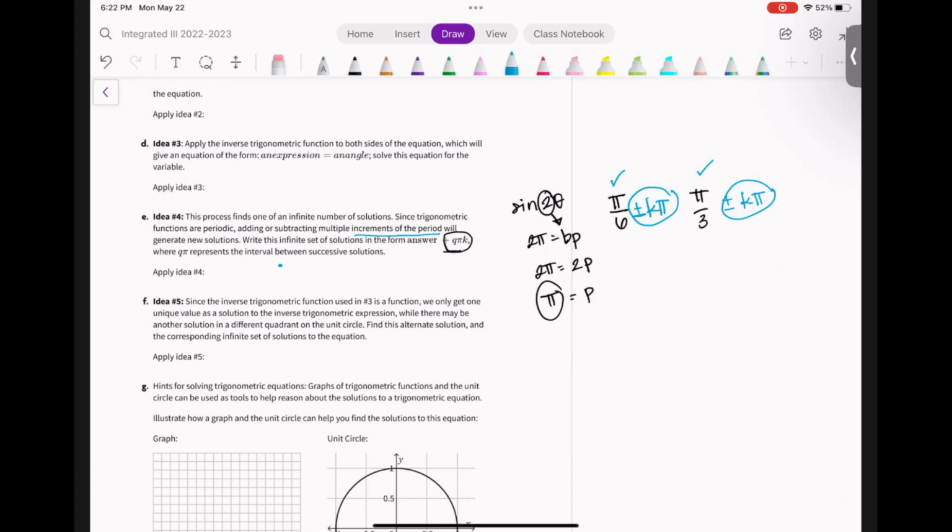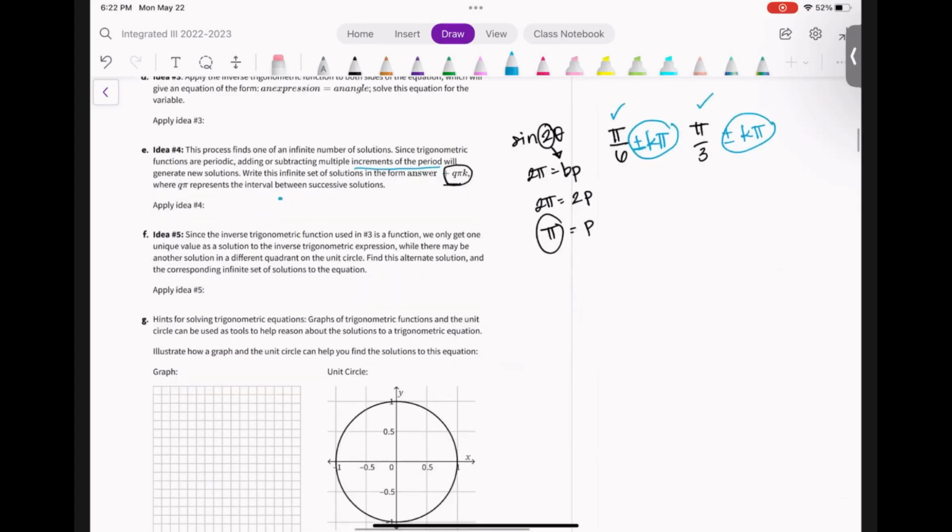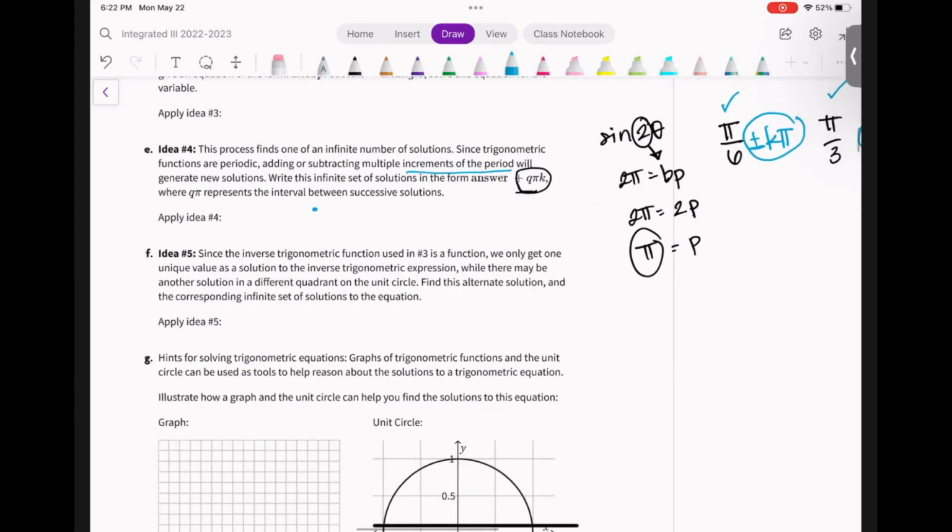The way I found my period is by looking at the coefficient of your theta. Okay, so then it says, part F, since the inverse trig function used in number 3 is a function, we only get one unique value as a solution to the inverse trig expression. While there may be another solution in a different quadrant of the unit circle, find the alternate solution and correspond. Okay, so that's when we found pi over 3. So this one is going to be pi over 3 plus k pi.